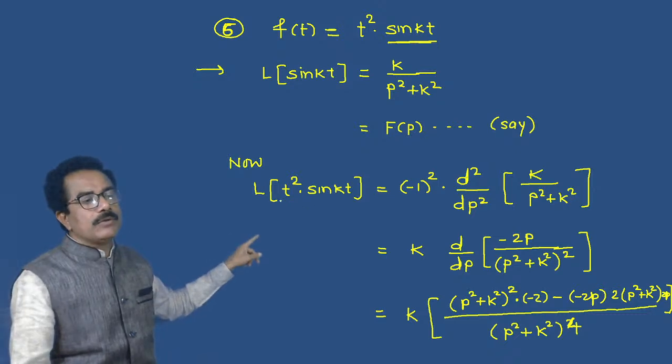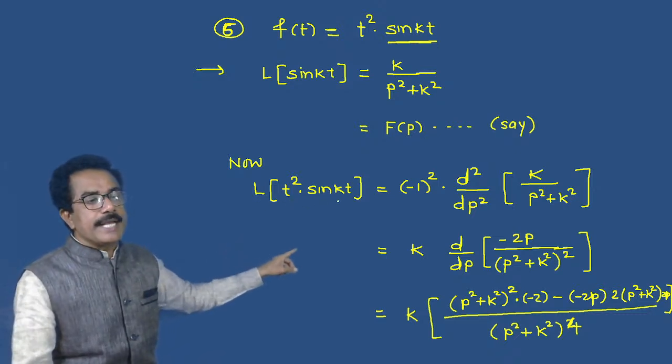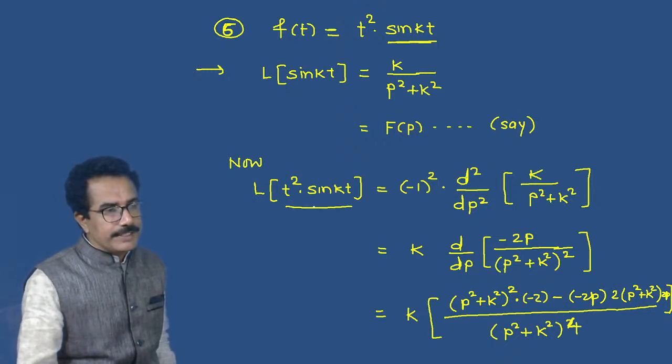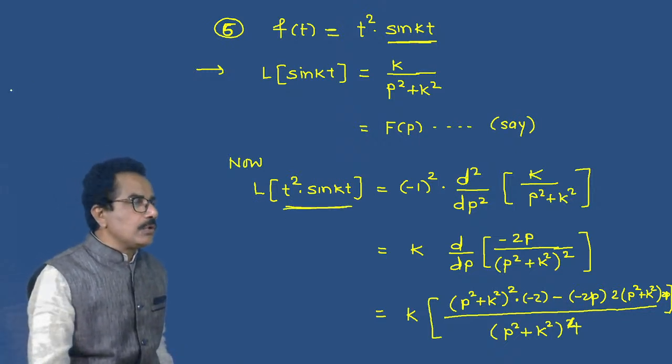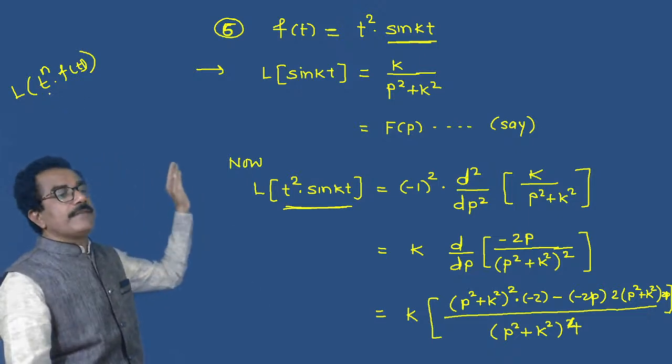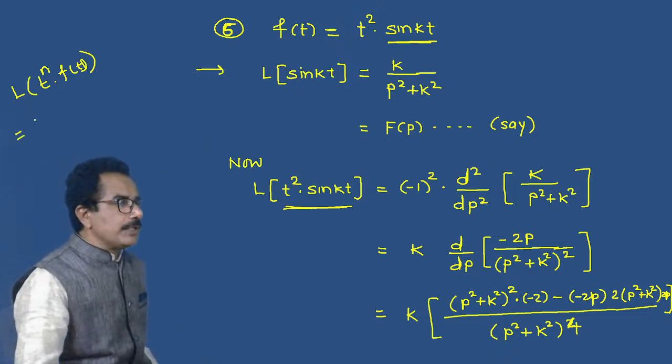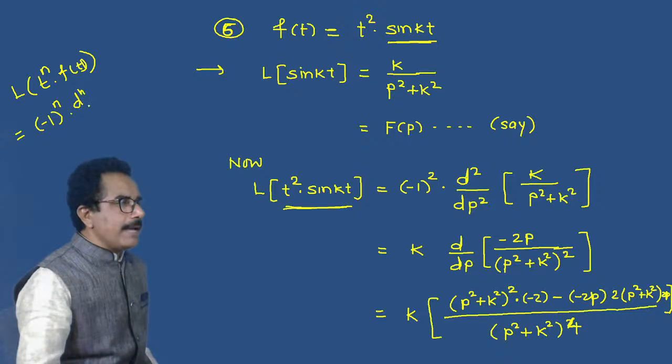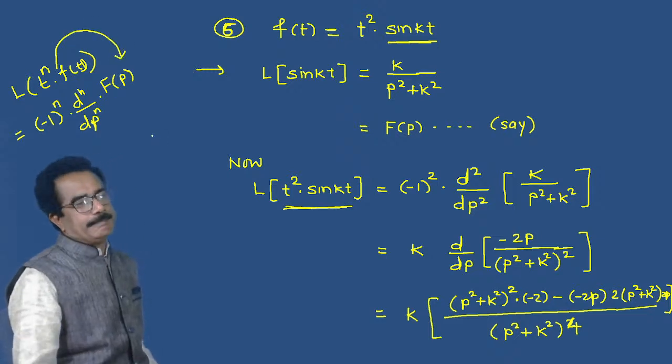Now our aim is to find out L of t square into sin kt. That means we have to use the formula for the Laplace transformation of t raised to n into f of t. That means we have to use minus 1 raised to n, d^n by dp^n of capital F of p. Capital F of p means the Laplace transformation of small f of t.